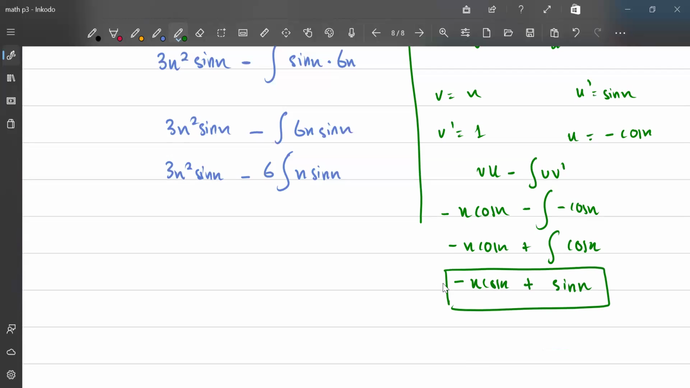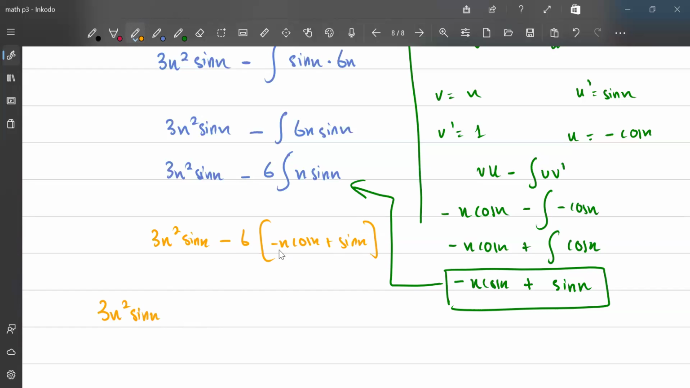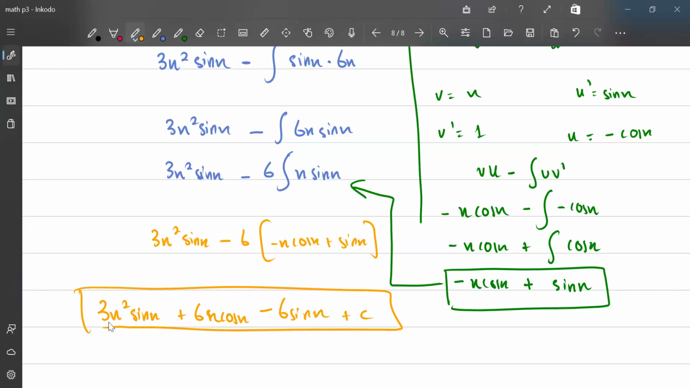Right? Now just write it in place of the integral. Let me use a different pen. 3x square sin x minus 6 times negative x cos x plus sin x. So 3x square sin x plus 6x cos x minus 6 sin x plus c. This is our answer.